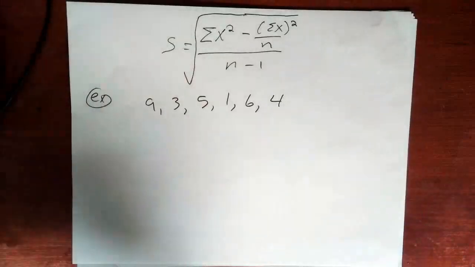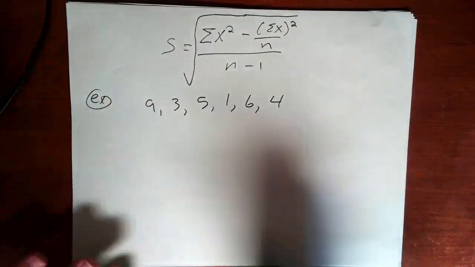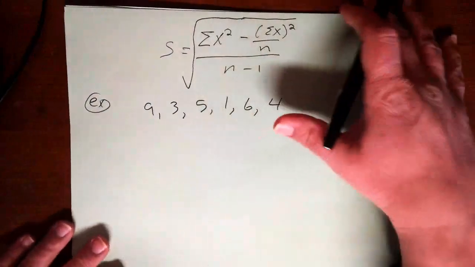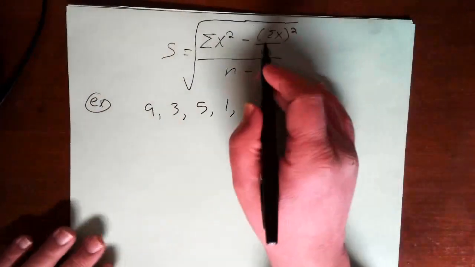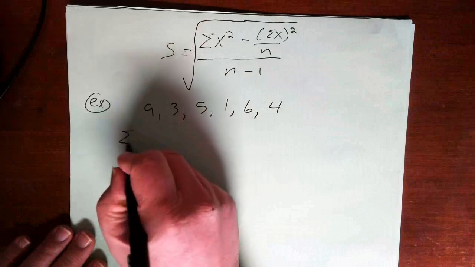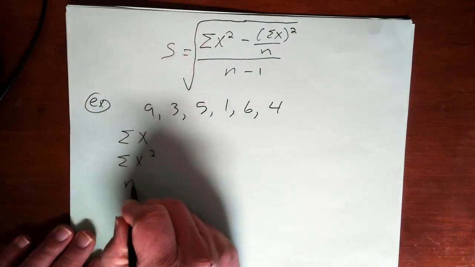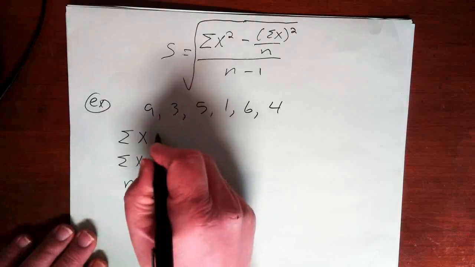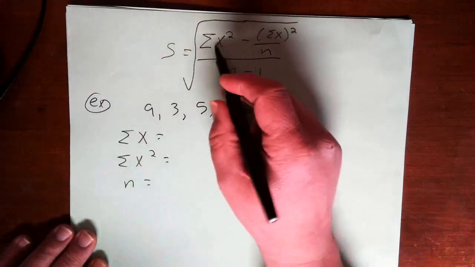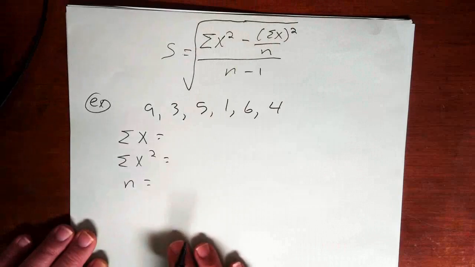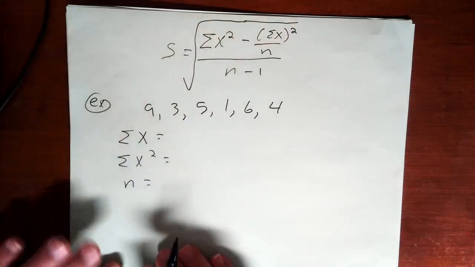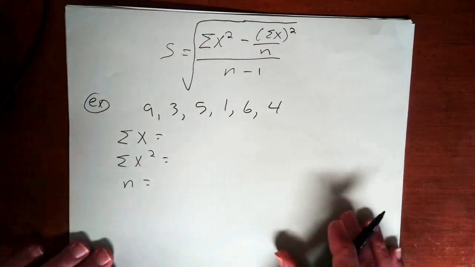Well, now what we're going to do is use the computation formula, which is going to involve just getting the sums here, the sum of x, the sum of x squared, and n. Those are really the only three numbers that we need, and we're going to plug them into this formula and then calculate the sample standard deviation.